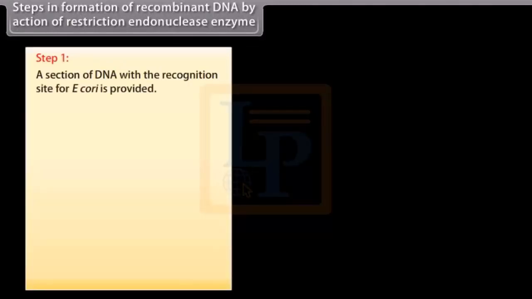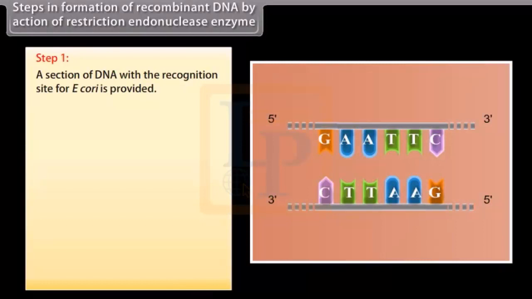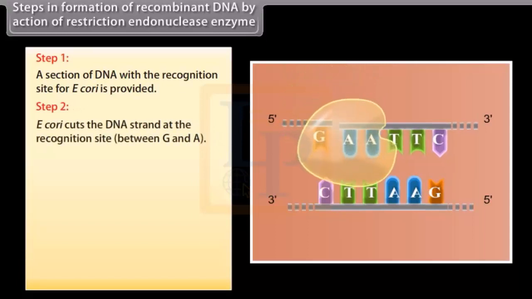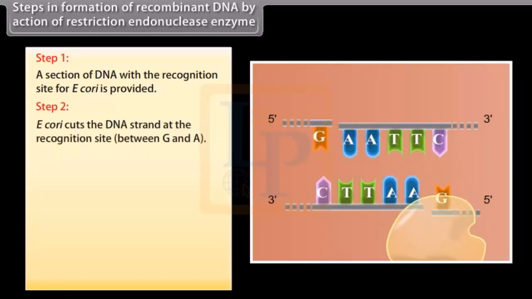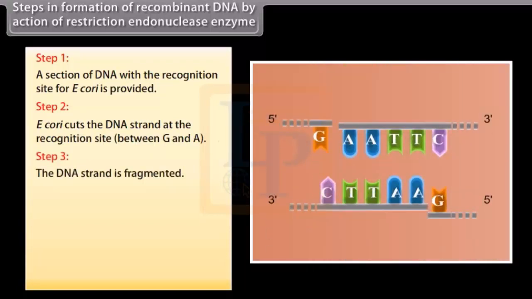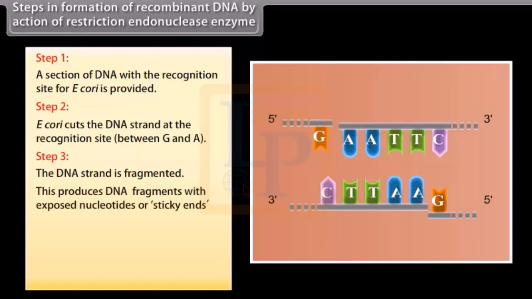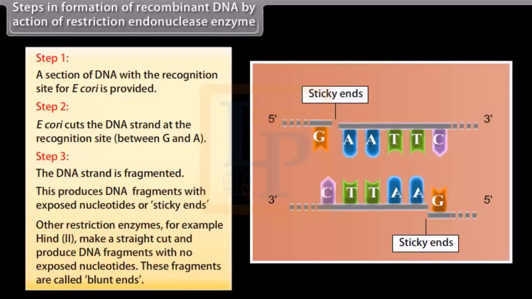Step 1. A section of DNA with a recognition site for E. coli is provided below. Step 2. E. coli cuts the DNA strand at the recognition site between G and A. Step 3. The DNA strand is fragmented. This produces DNA fragments with exposed nucleotides or sticky ends. Other restriction enzymes, for example Hind 2, make a straight cut and produce DNA fragments with no exposed nucleotides. These fragments are called blunt ends.